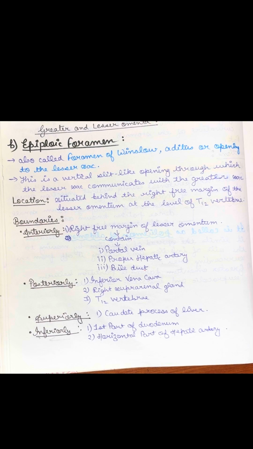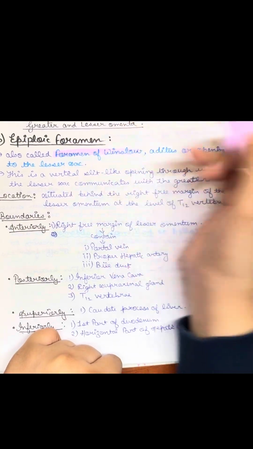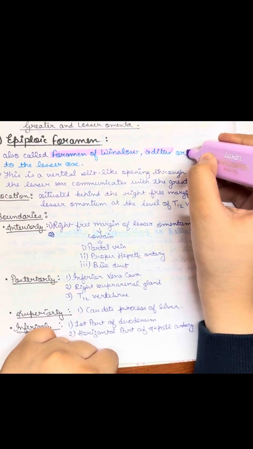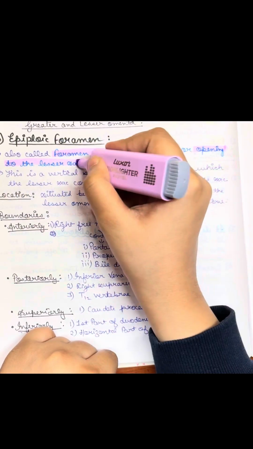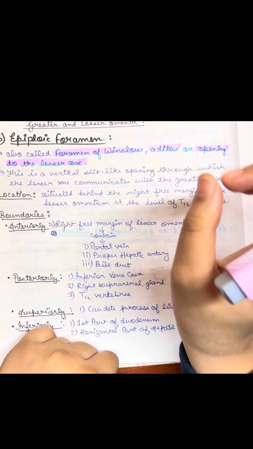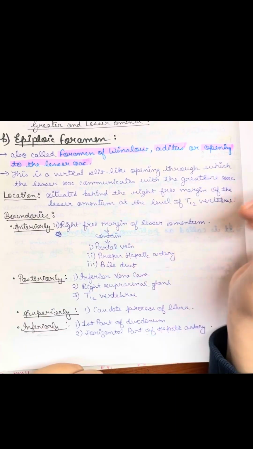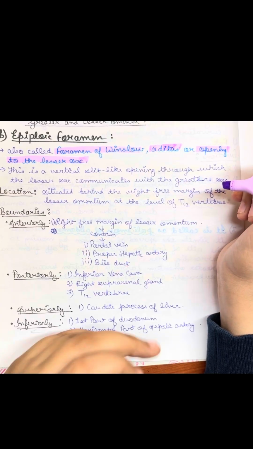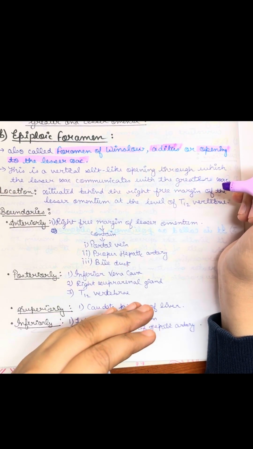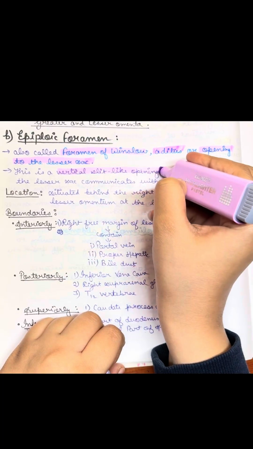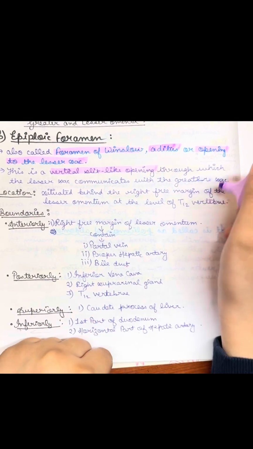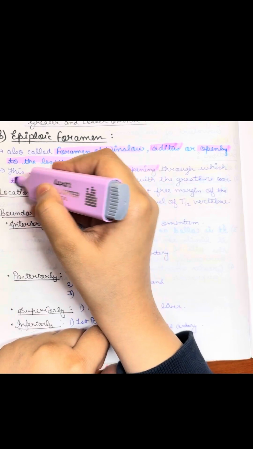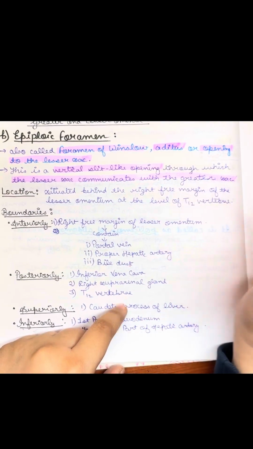So what is the epiploic foramen? It is called the foramen of Winslow and aditus, or we can also call it the opening to the lesser sac. Why is it called a foramen? Because it is connecting something, and it is a kind of window which helps in communication of the lesser sac with the greater sac. It is a vertical slit-like opening through which the lesser sac communicates with the greater sac.